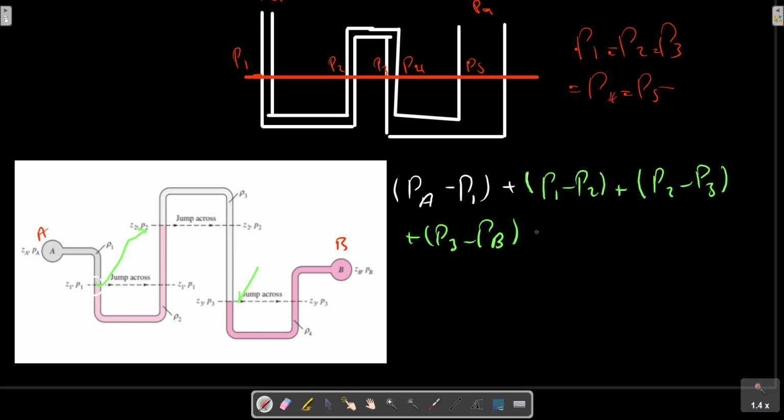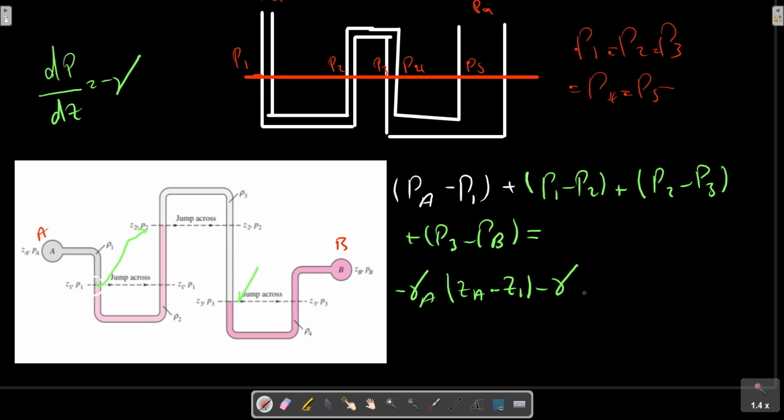This is the left hand side of the hydrostatic relation equals to, now we write the right hand side of the hydrostatic relation, which was dP over dZ equals minus gamma. So minus gamma A times the difference between two altitudes, which is Z2 minus Z1, minus gamma 2 times Z1 minus Z2, minus gamma 3, this fluid, times ZB minus, excuse me, Z3.